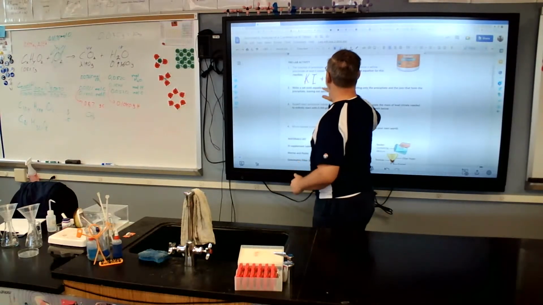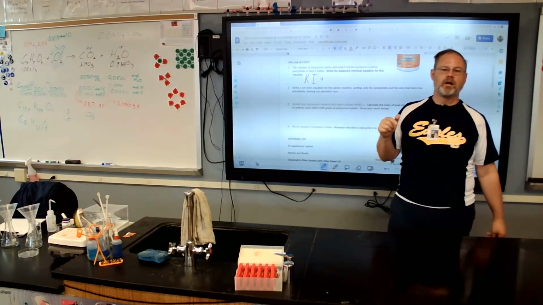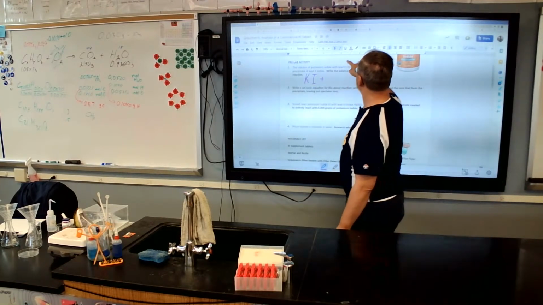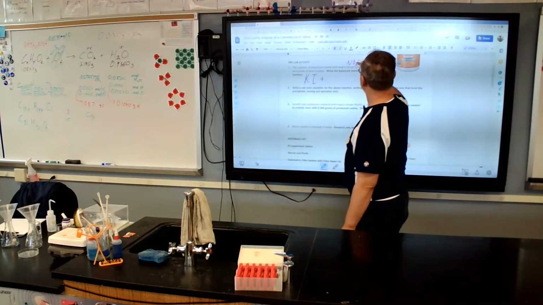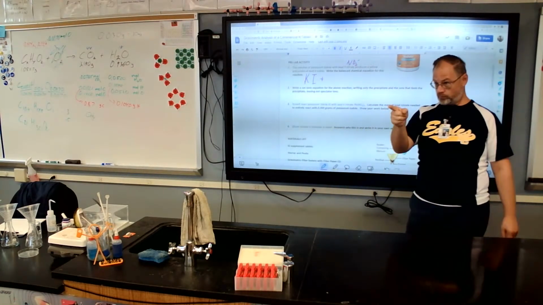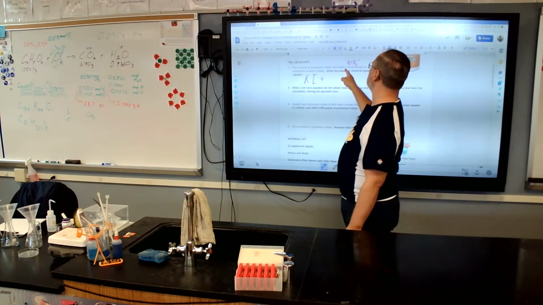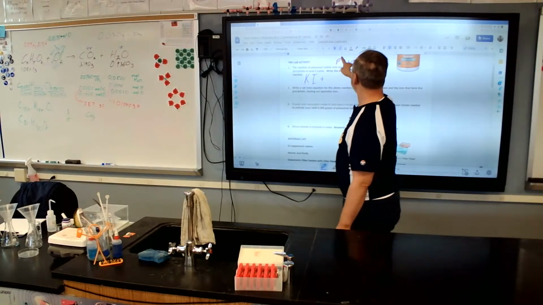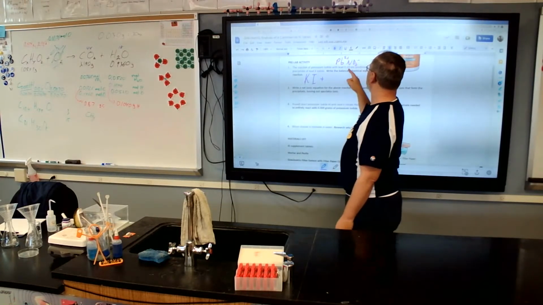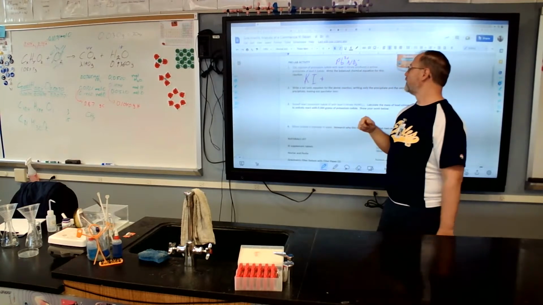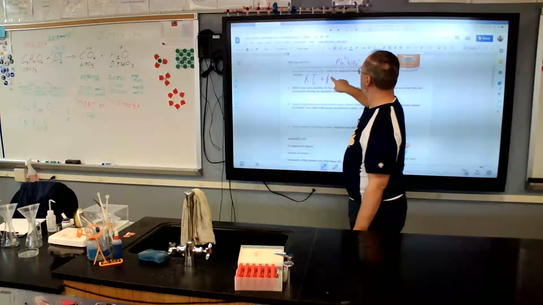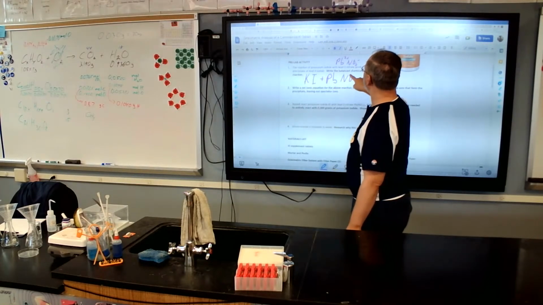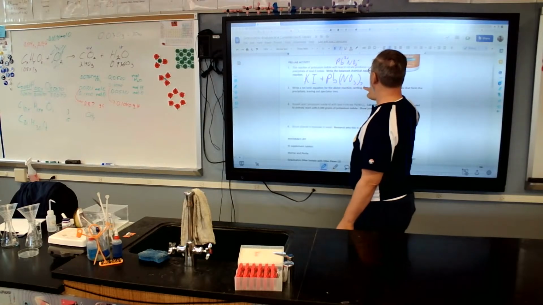And then lead-2 nitrate. Nitrate is NO3. Does anyone remember what the charge of nitrate is? -1. And lead, the 2 up here tells you the lead has what charge? +2. So Pb2+ with NO3 -1 gives you a compound of Pb(NO3)2. Okay.